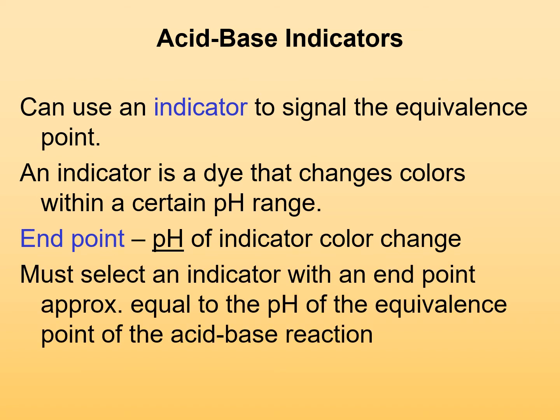So when we're performing a titration, we have to select an indicator with an endpoint approximately equal to the pH of the equivalence point of the acid-base reaction. We need to make sure that we pick an appropriate indicator, or we will not see a color change when we're supposed to.